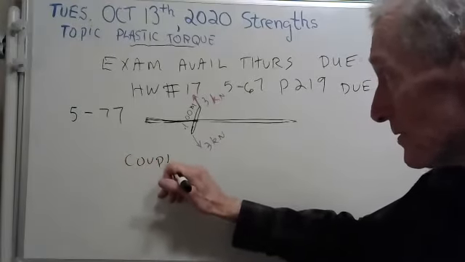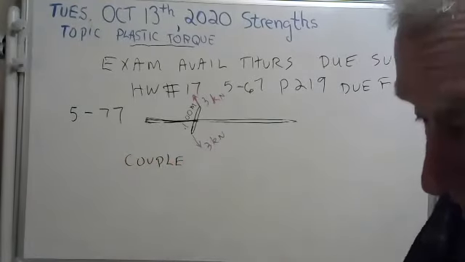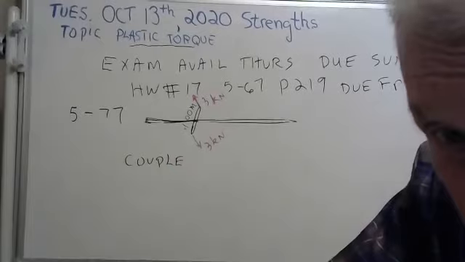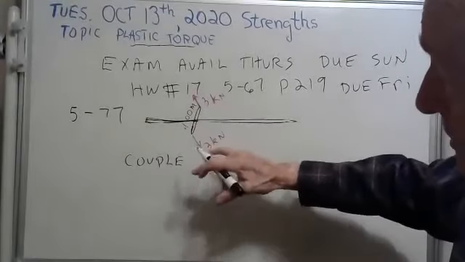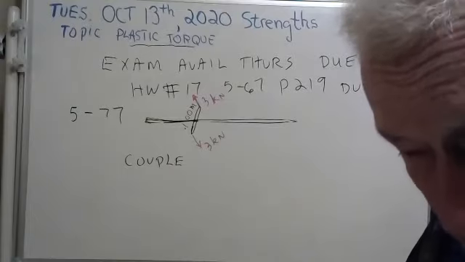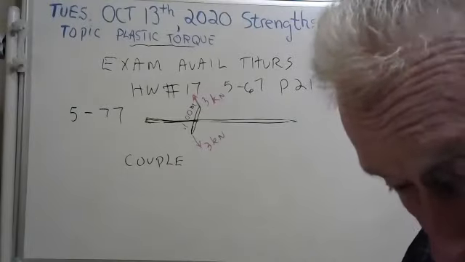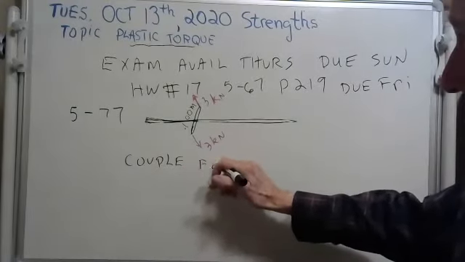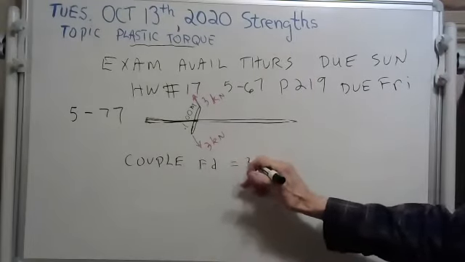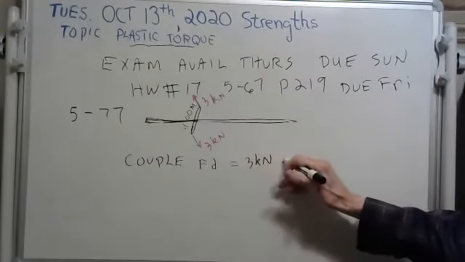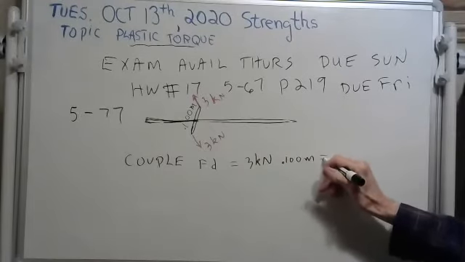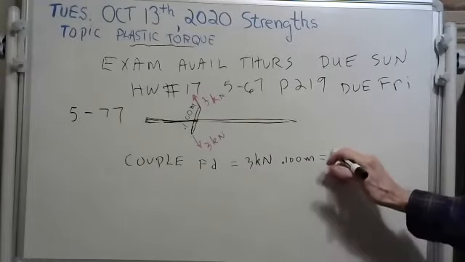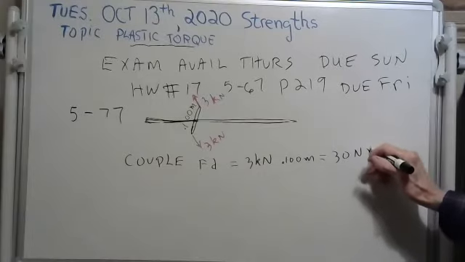The way you figure couples, see what a couple is, so Samuel knew this, is it's 2 equal and opposite forces separated by a distance. And they make a moment, just like Samuel said. And the way you figure that moment is you take the force times the distance. That's all there is to it. You got 3 kilonewtons and you got 0.100 meters. I can almost do that in my head. I get 30. Did I do that right? 30 Newton meters.